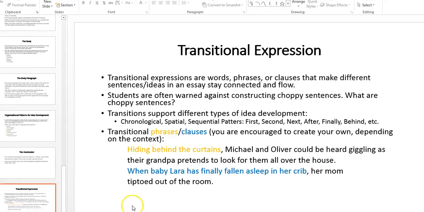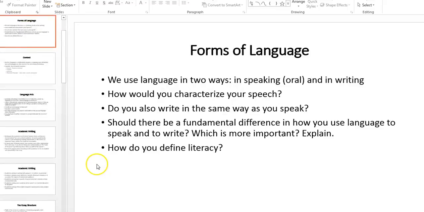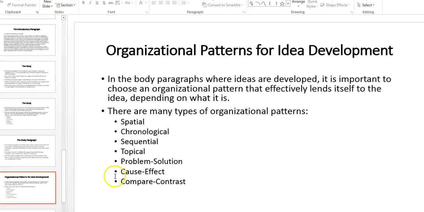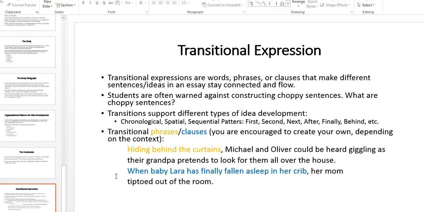Okay. So that's all I have on the essay structure. Please revisit this lecture or this PowerPoint if you need to, and apply this basic structure to all of your writing in this class, to all of your essays in this class.